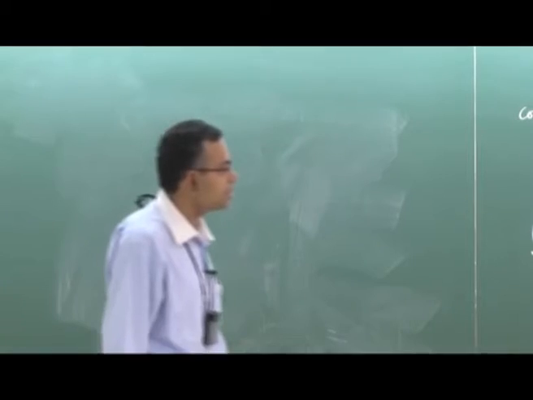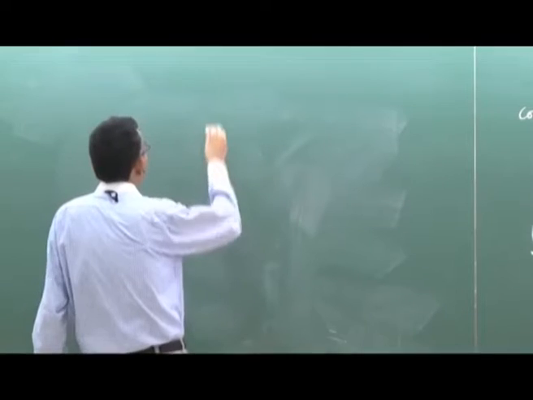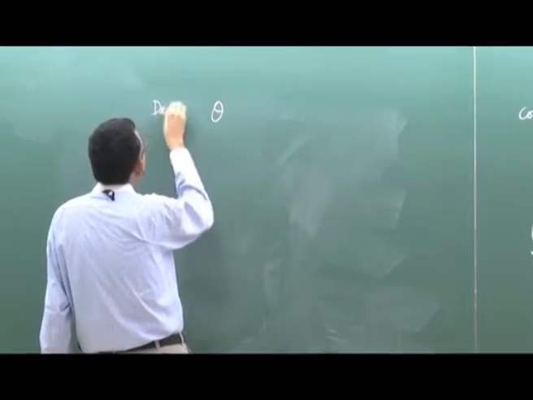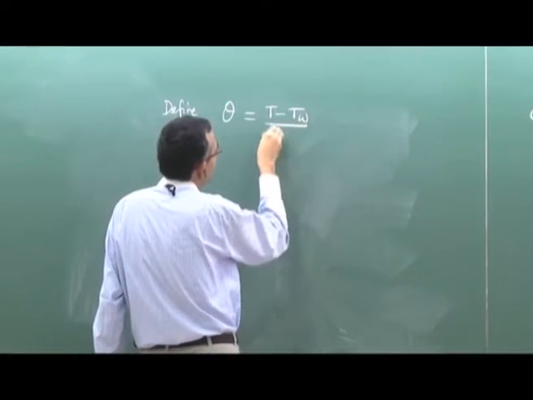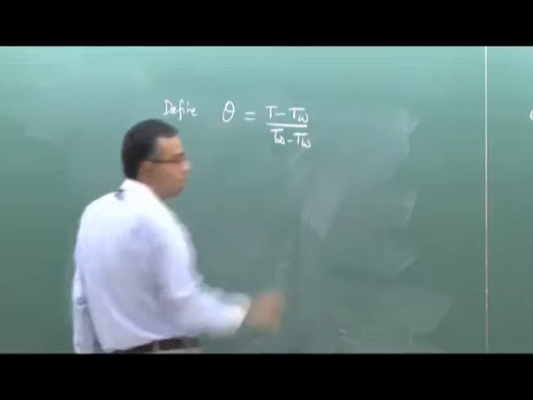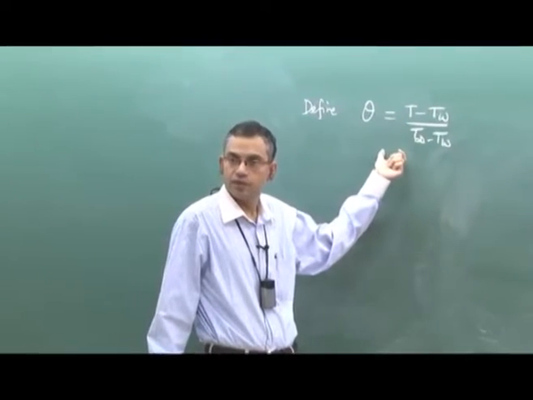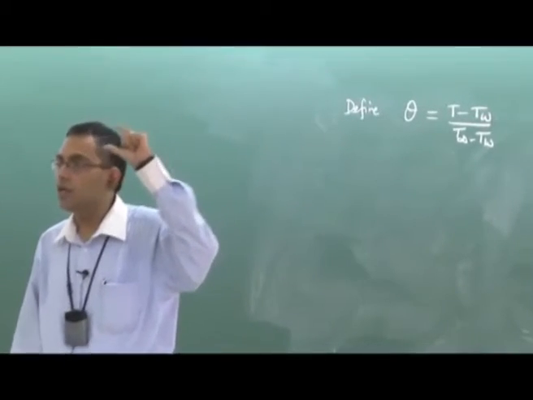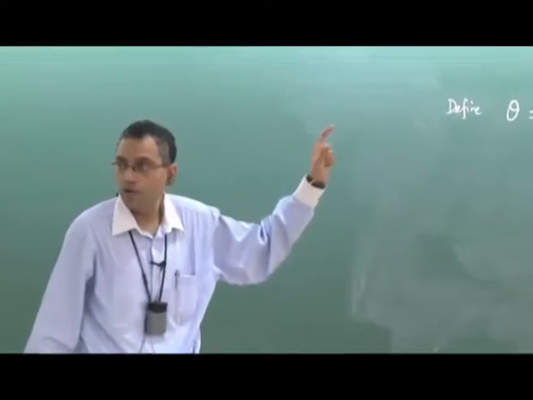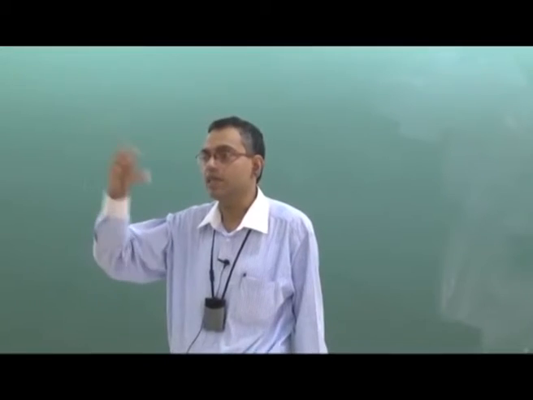So we can write this equation in terms of non-dimensional velocity and non-dimensional temperature. If you define theta equal to T minus T wall by T infinity minus T wall, the purpose of defining theta in this way is that it has similar scaling as u by u infinity. See, u by u infinity is 0 at the wall and 1 at the edge of the hydrodynamic boundary layer. Theta is 0 at the wall and 1 at the edge of the thermal boundary layer. So u by u infinity and theta have the same scaling.